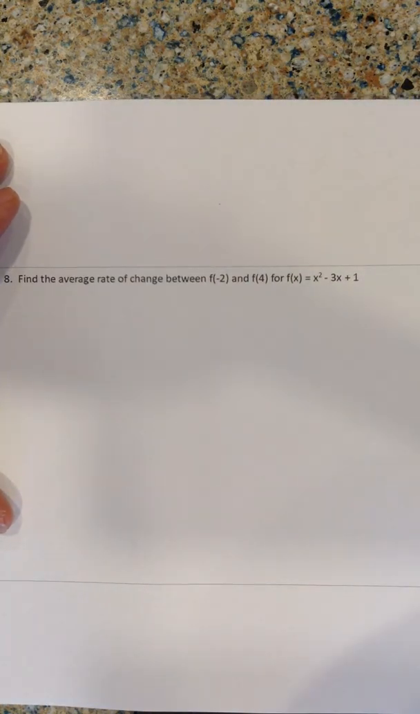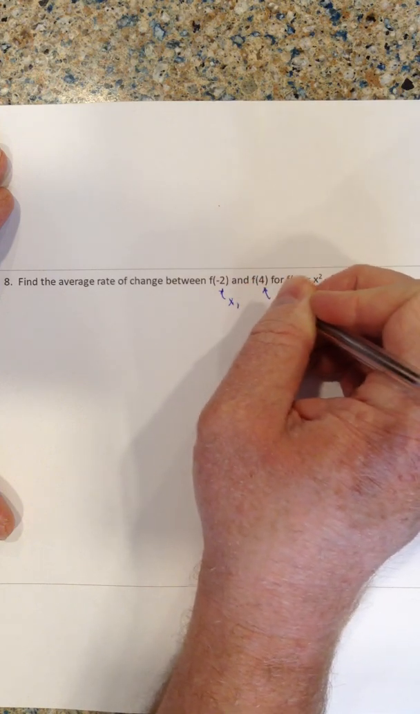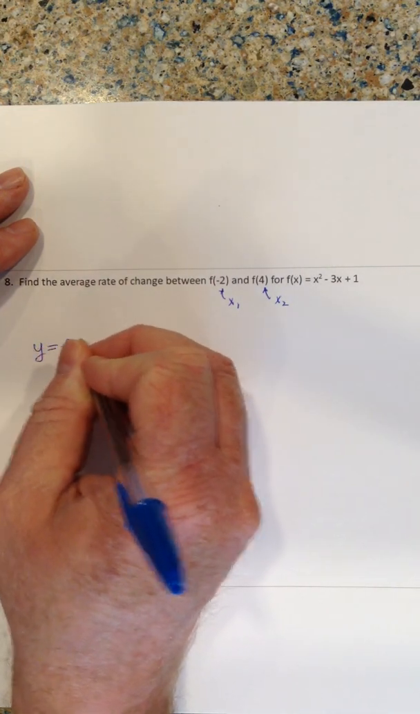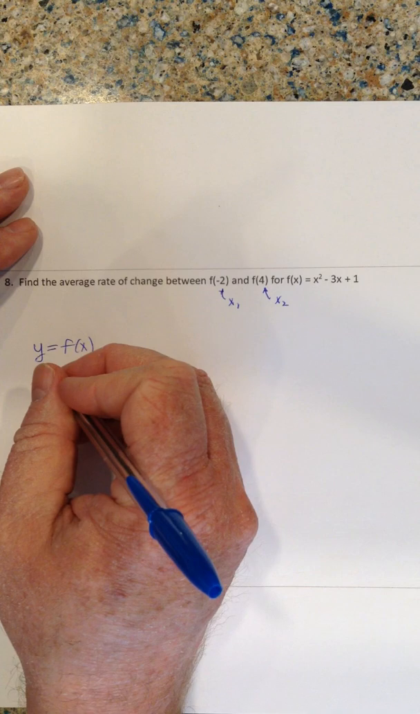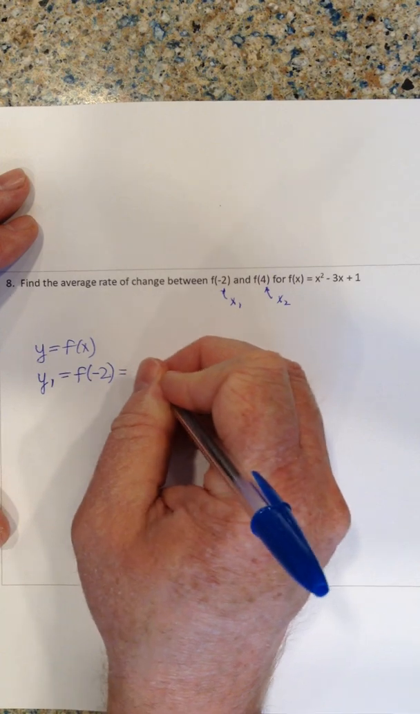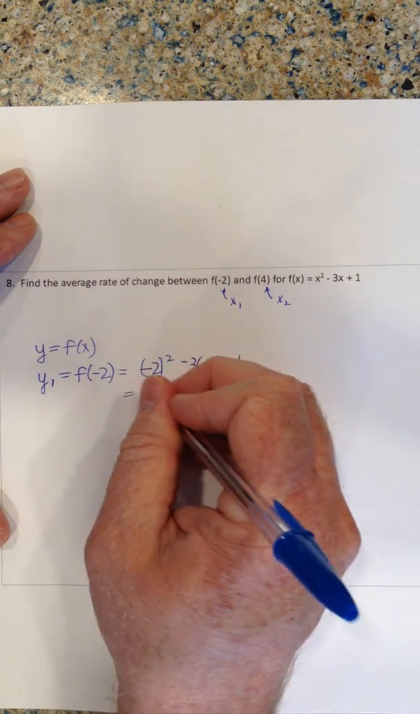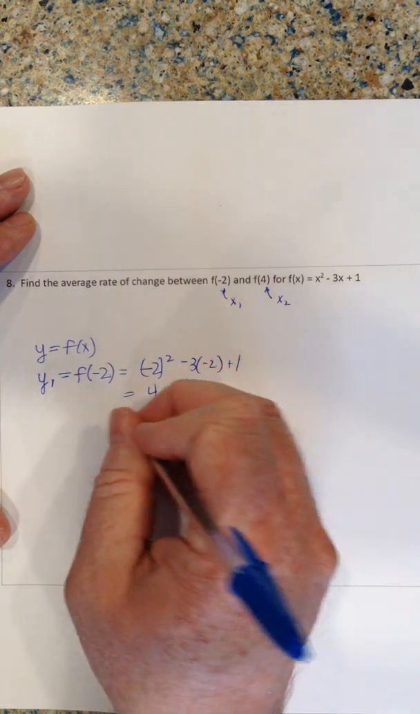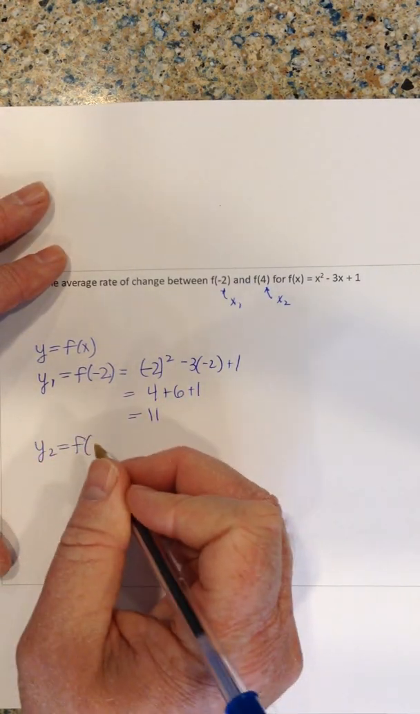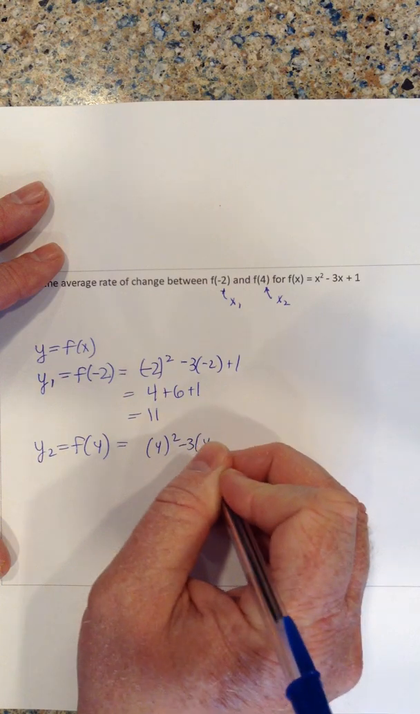And the last example is they gave me a function, right? And this value here I'm going to say is x1, and this value here I'm going to say is x2. But they didn't give me y1 and y2. Well, remember, y is equal to f of x. So y1 would be f of negative 2, and I plug negative 2 into my function. And I get 4 plus 6 plus 1 is 11. And what about y2? Well, that'll be f of x2, so I'll plug in 4. So we get 4 squared minus 3 times 4 plus 1.